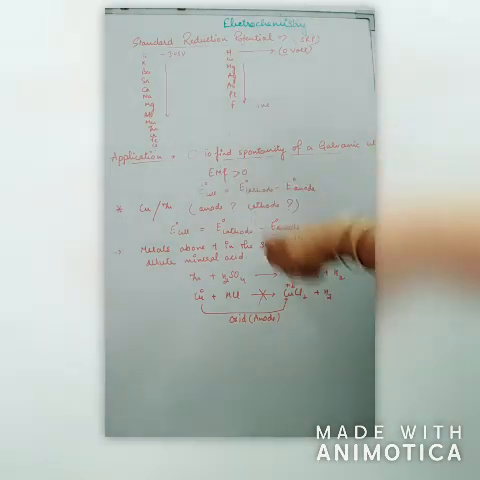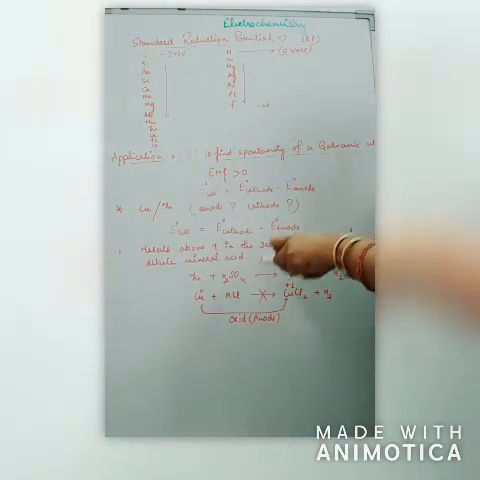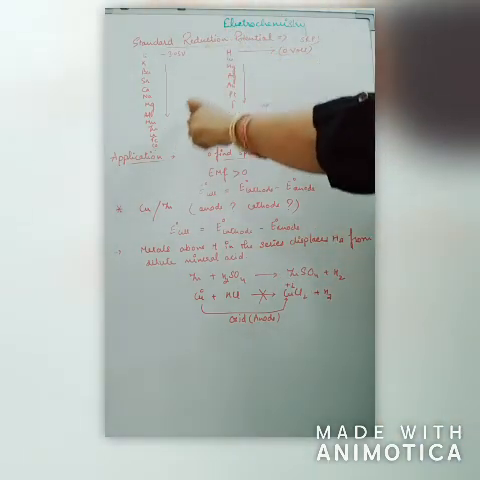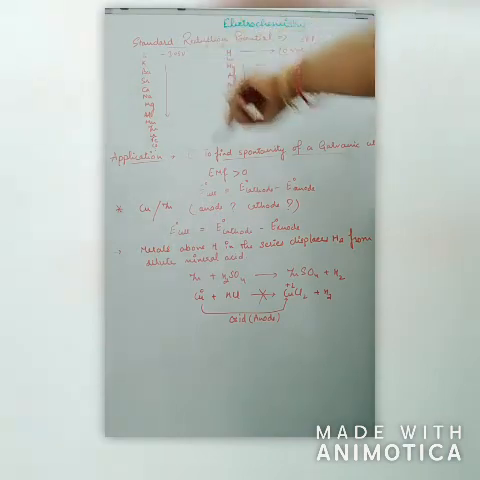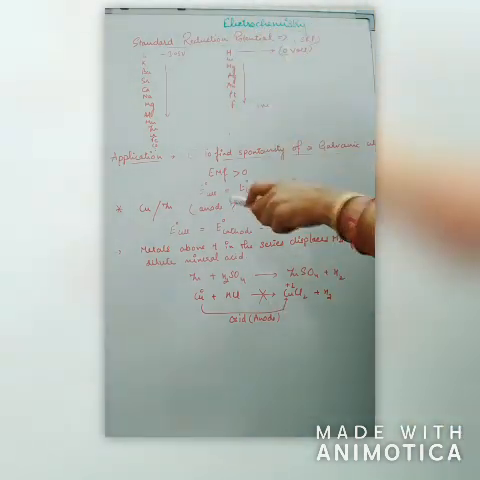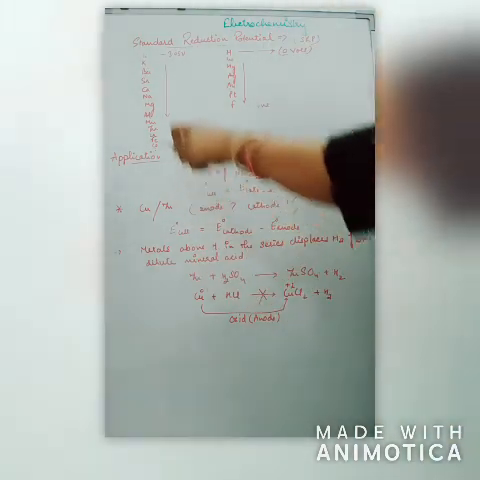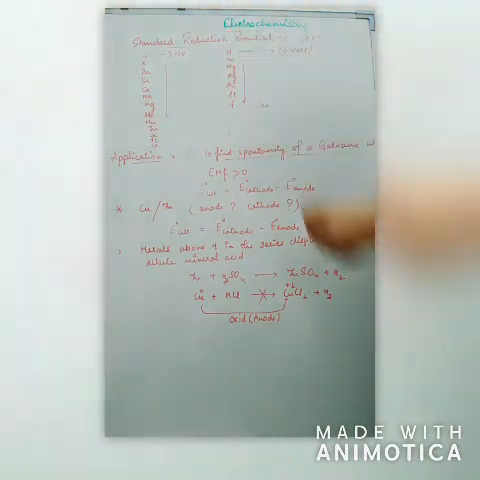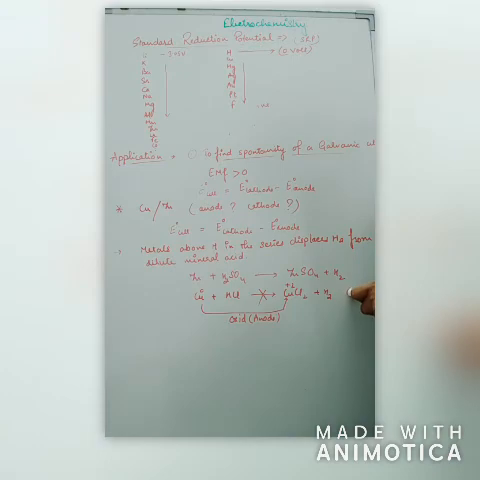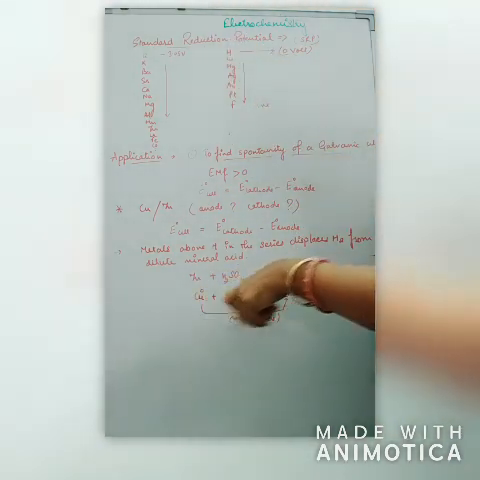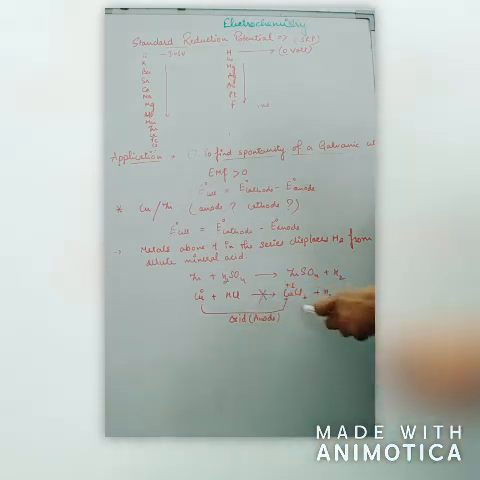So the next point is metals above the hydrogen in the series displace the hydrogen from the dilute mineral acid. So this thing we know from our lower classes too, but here the elements which are stronger than hydrogen can replace the hydrogen. That means elements should be present just above the hydrogen. So here if I take zinc and treat it with some mineral acid, it will liberate the hydrogen. But if I select copper and treat it with any mineral acid, I will not get the hydrogen.